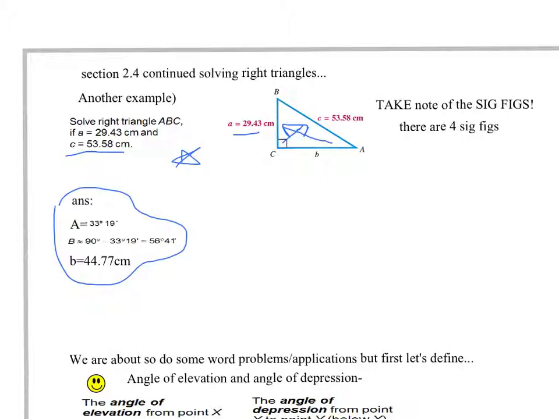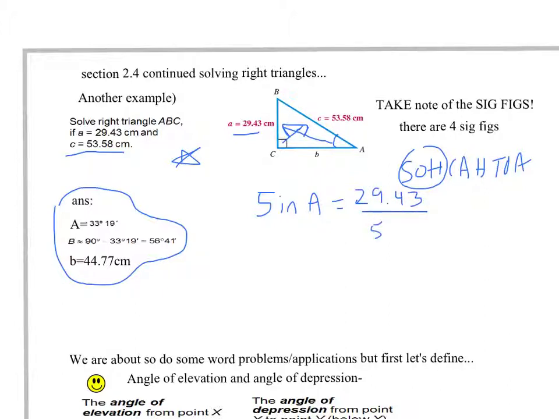So, all right, let's start with just angle A. Well, opposite over hypotenuse. So sine of angle A, and if it helps you, if you're still learning, just keep writing SOHCAHTOA, the acronym, to remind you that sine is the ratio of opposite over hypotenuse. So sine of angle A is equal to 29.43 over the hypotenuse, which is 53.58. Okay? Now to solve for angle A, we're just going to take our calculators and hit inverse sine of that ratio. And by the way, we're looking at 4 sig figs for our final answer.